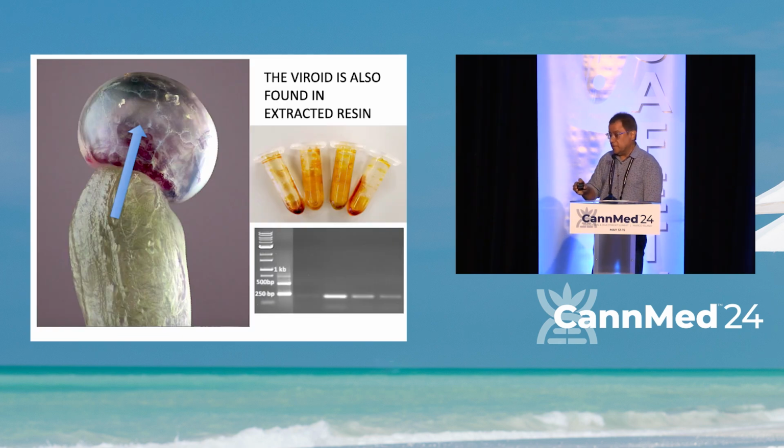So much so that even the resin that is extracted from these infected trichomes has hop latent viroid in it. So these are different resin extraction methods, mostly CO2 extraction, and the viroid is present. I don't know what the significance of that is, but it at least tells you how stable this thing is. It can make its way through a CO2 extraction protocol.